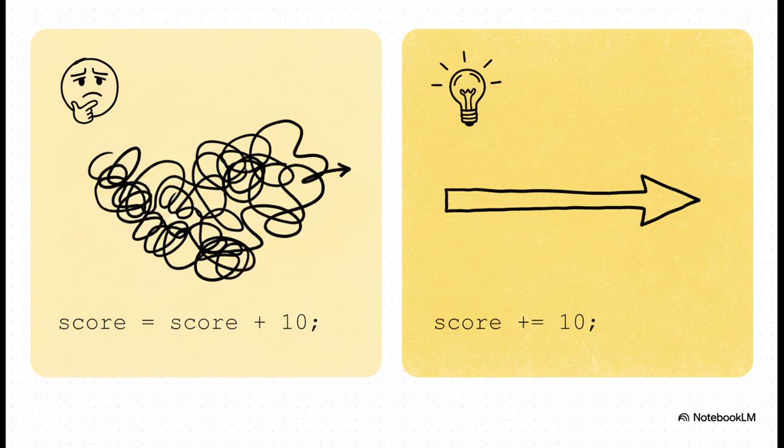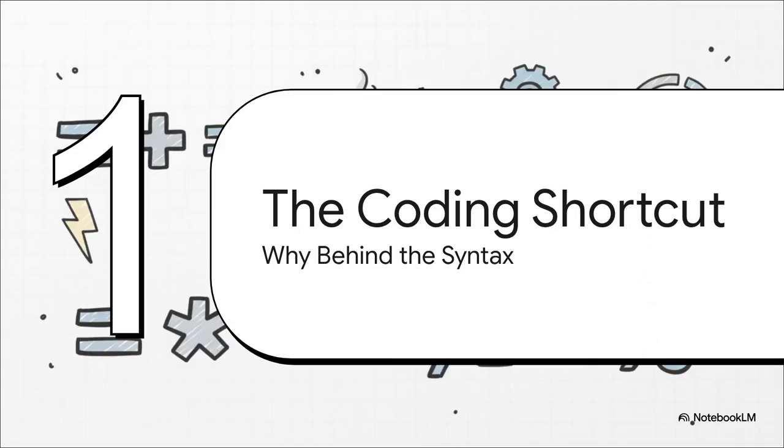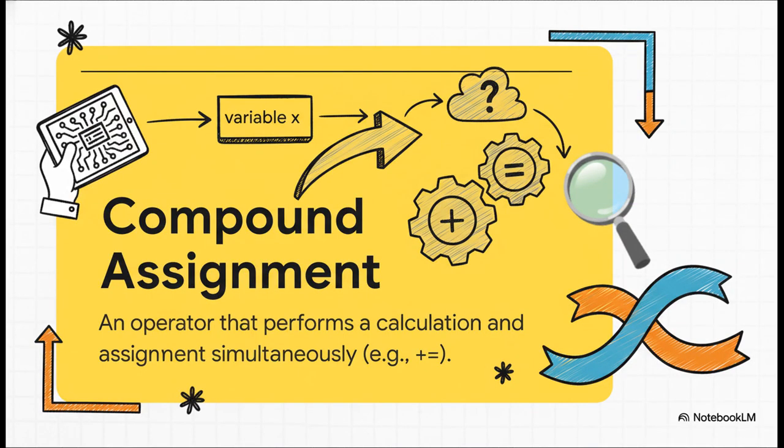This right here is the beauty of what we're talking about today. Think of these operators as the coding version of texting BRB instead of typing out be right back. It's just faster, it's cleaner, and anybody who knows the language gets it instantly. That's exactly what we're aiming for with our code. So what's the official name for these little shortcuts? They're called compound assignment operators.